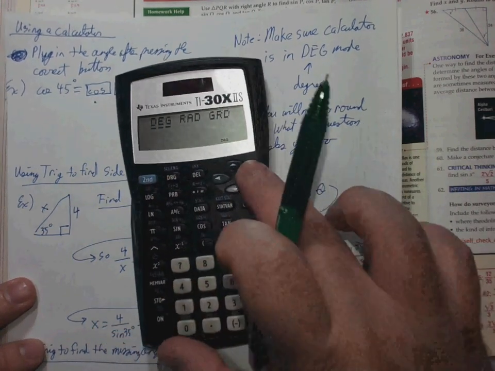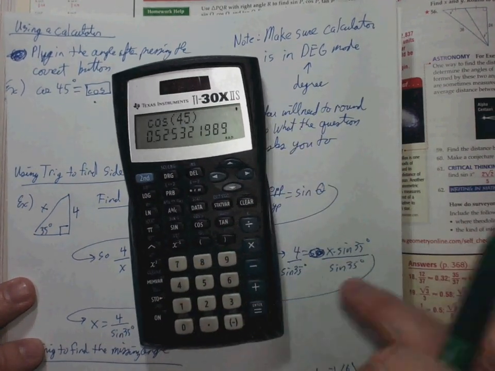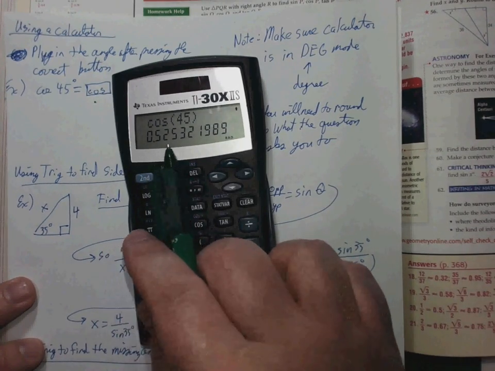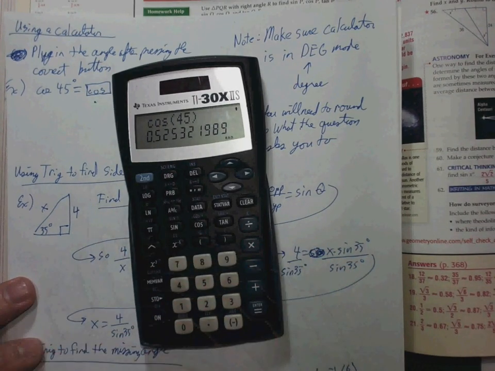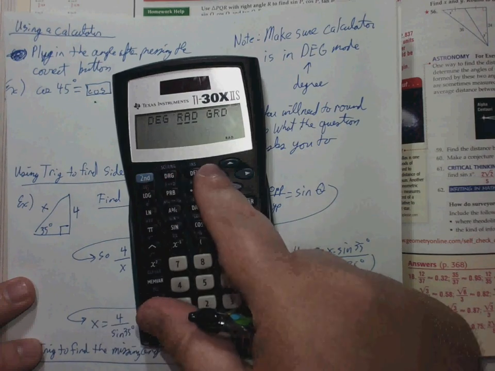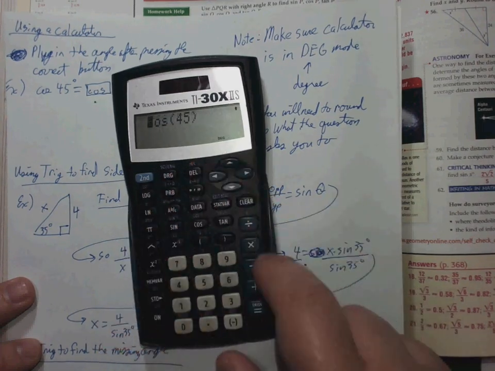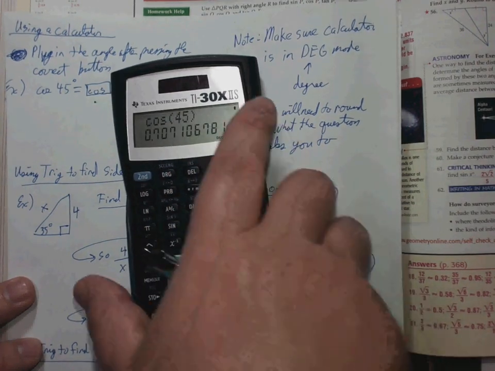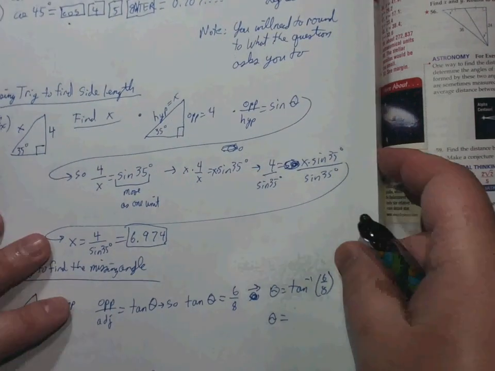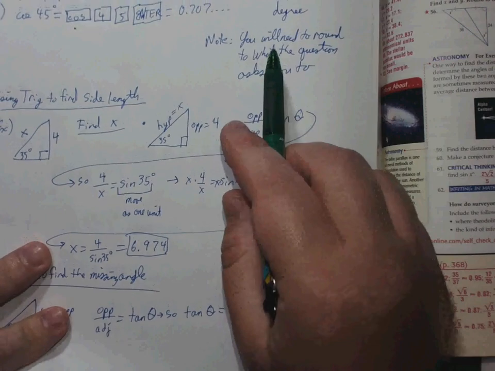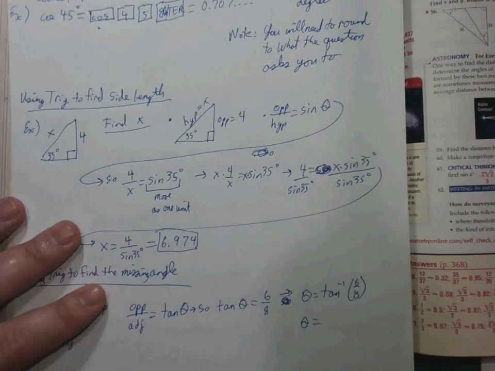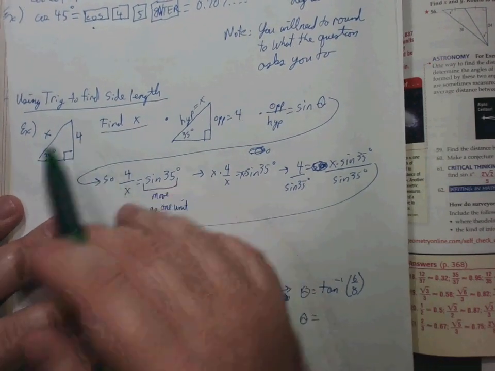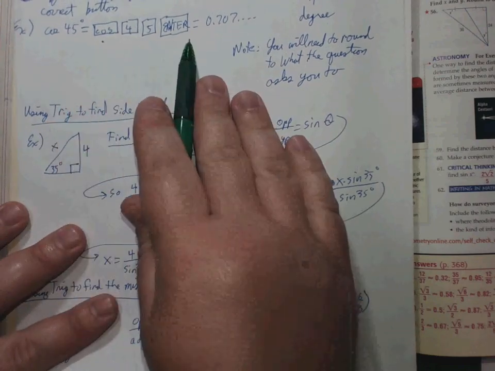So let's say it was in radians and I tried that, it gives me something completely different. It'll give you the wrong answer. You need to make sure you're in degree mode right now. You will need to round to whatever the question asks you to. And that's all you do for that.